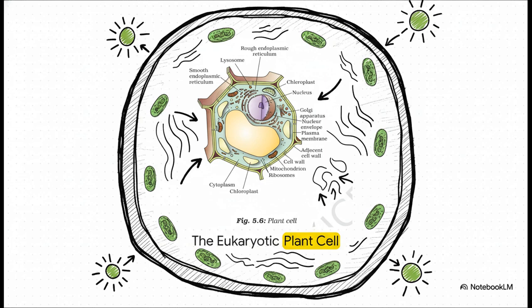Now, if we switch over to the eukaryotic plant cell, notice how it takes that complex foundation and adds some highly specialized equipment totally absent in our animal cells. You've got this rigid outer layer, the cellulose cell wall, which gives the plant its mechanical support. And then you have the chloroplasts. These are the incredible organelles containing chlorophyll. They are the exact sites where plants pull off the magic trick of converting light into chemical energy through photosynthesis.